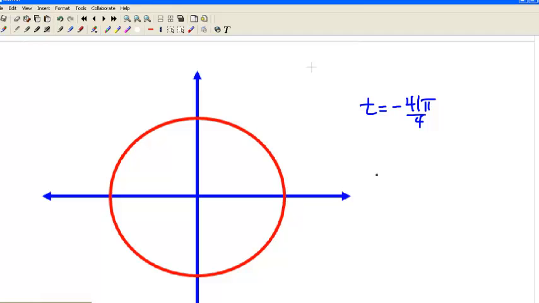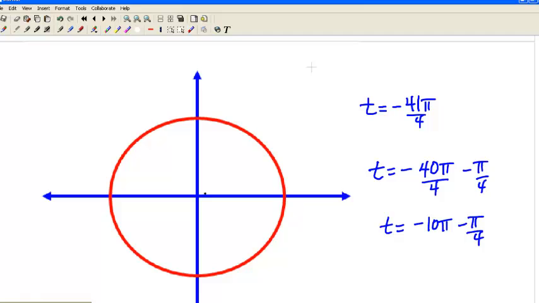Now here's another prime example, negative 41 pi over 4, that I'm not going to just sit there and count because that's going to take me forever. I want to think of it in terms of the pi units that I can. So I think of this as negative 40 pi over 4 minus 1 pi over 4. Well, what is negative 40 pi over 4? That's going to be negative 10 pi, minus pi over 4.